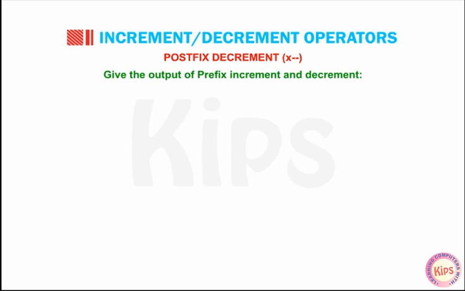Give the output of prefix increment and decrement. 1. a = 9; a = ++a / 5; a is increased by 1 and then divided by 5.